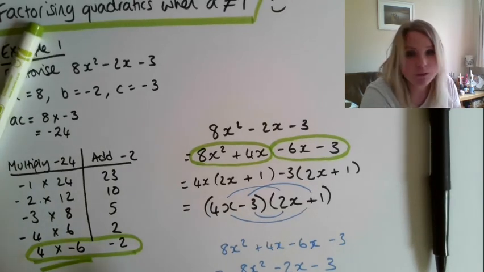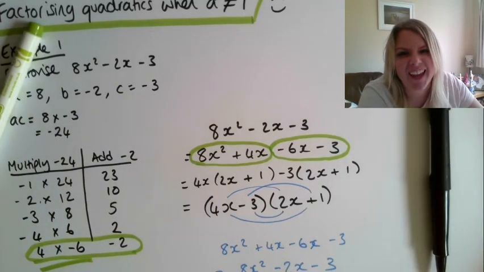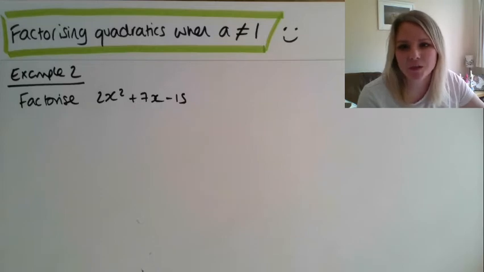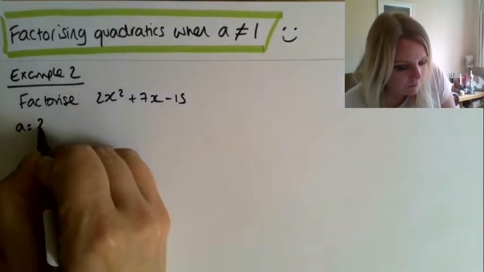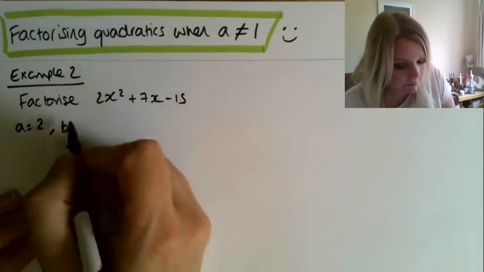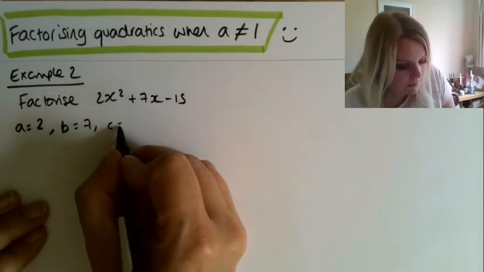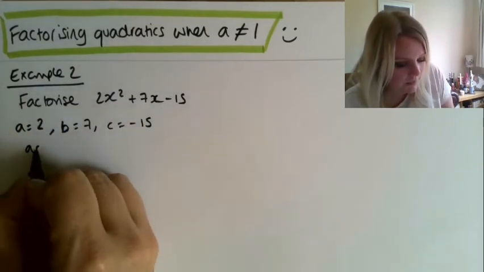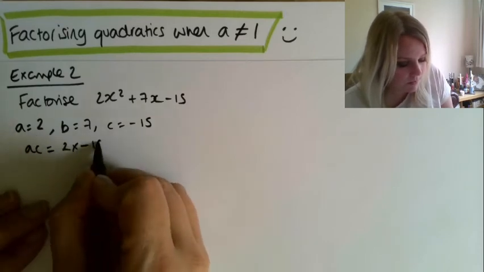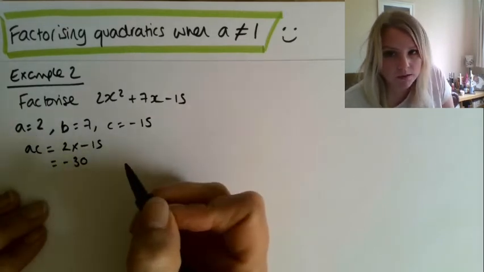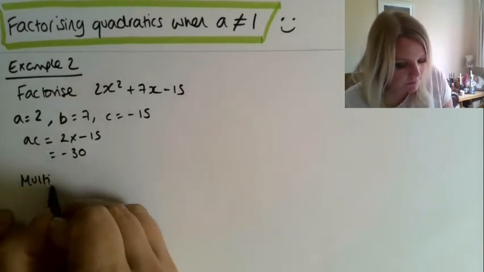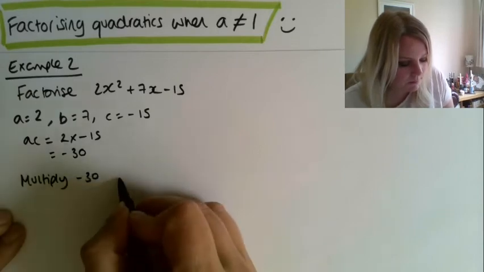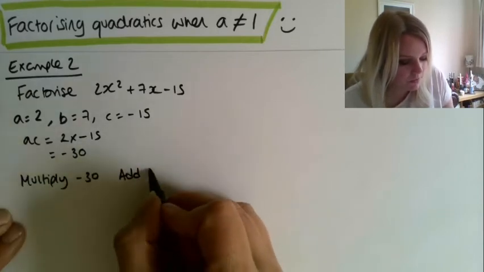Right? We'll do one more example. Okay, here's example 2. So factorize 2x squared plus 7x minus 15. So first of all, a is 2, b is 7, and c is minus 15. List what AC is. So 2 multiplied by minus 15 gives us minus 30. So we know we're looking for two numbers that multiply to give us minus 30 and add to give us the b value, which is 7.